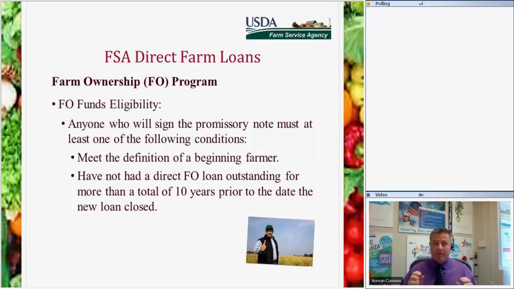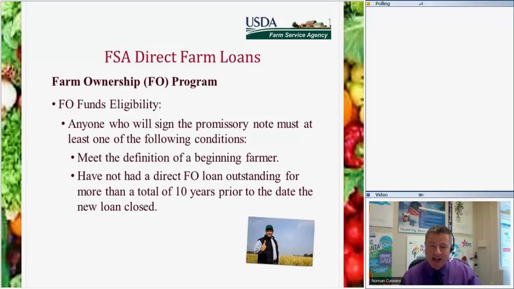And so for the farm ownership itself, anyone who signs a promissory note must meet at least one of the following conditions. You must meet the definition of a beginning farmer, and I'll talk about that briefly, where I've not had a direct FO loan outstanding for more than a total of 10 years prior to the date of the new loan's closing. So if you've gotten a loan from us before and you've had that loan outstanding for 11 years, you're not going to qualify for another FO.